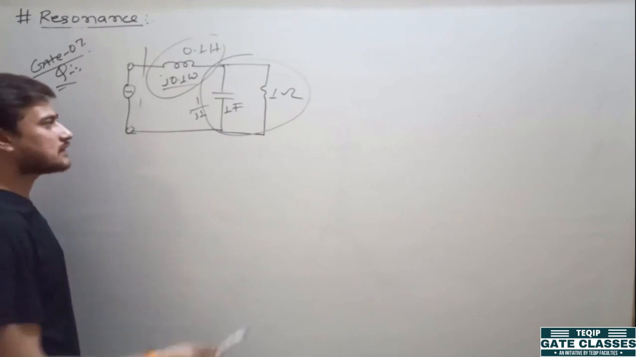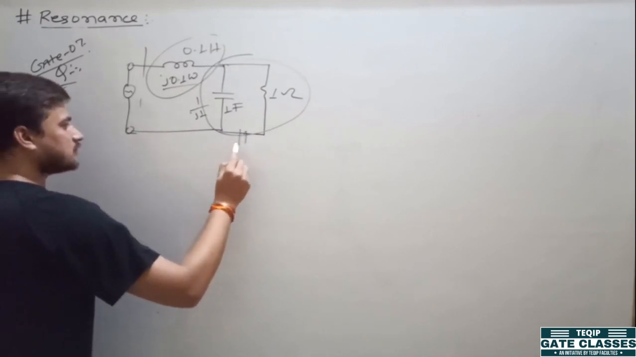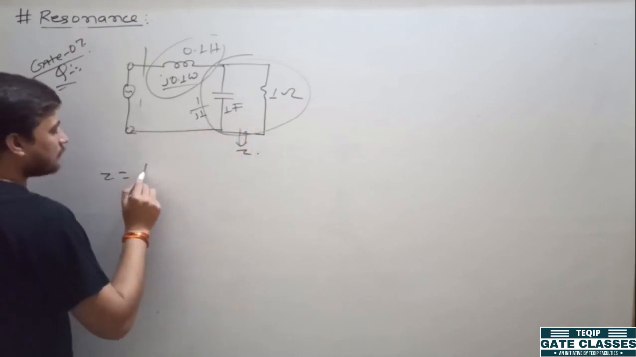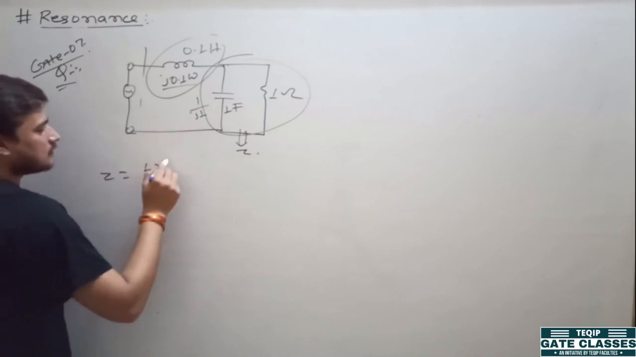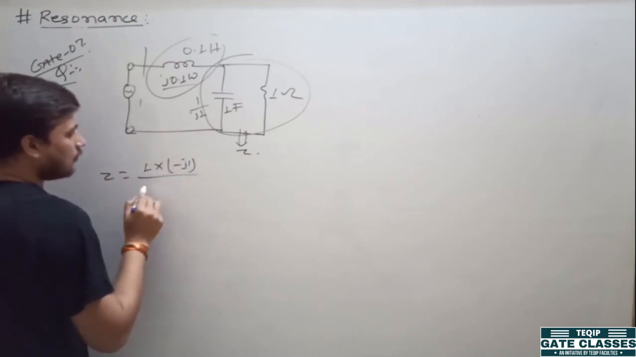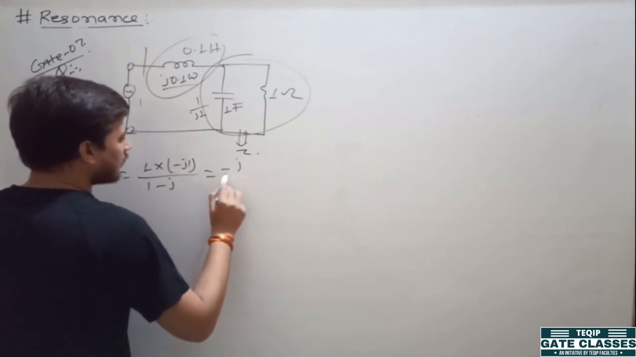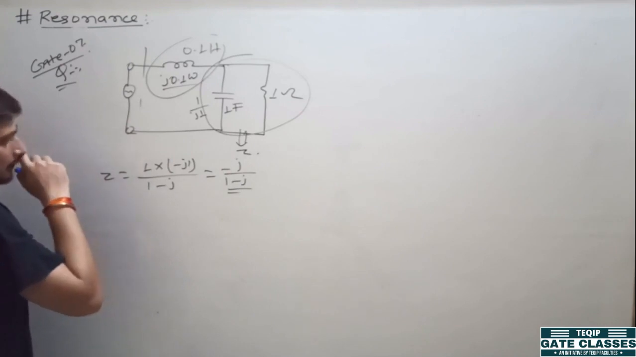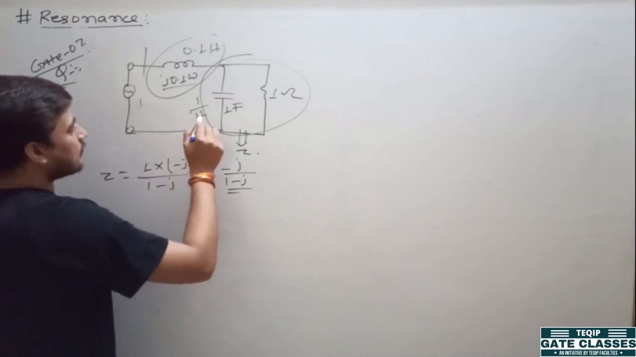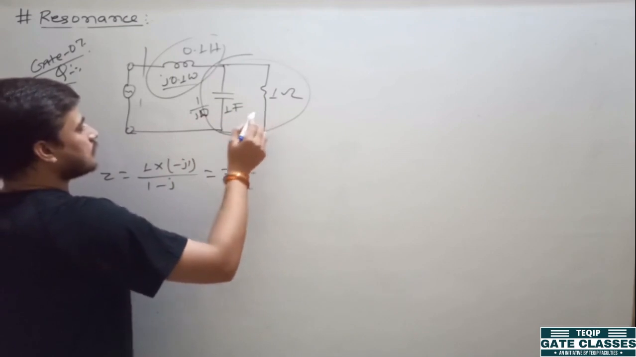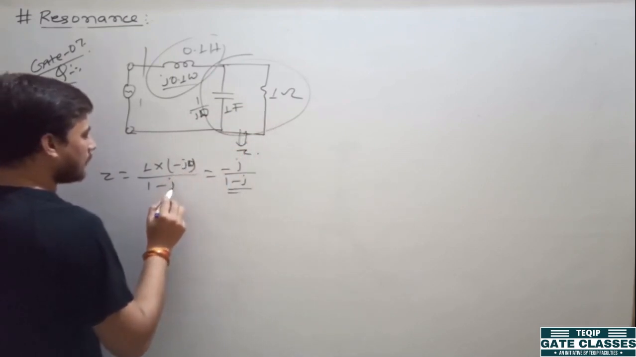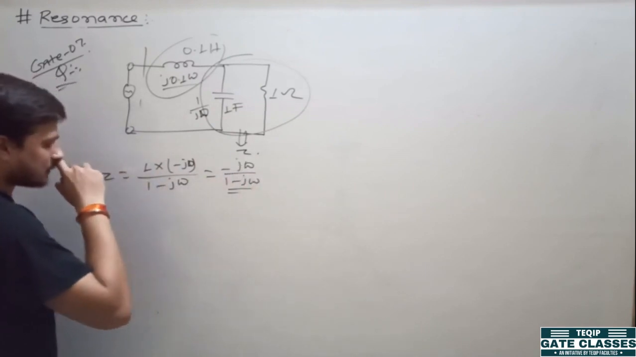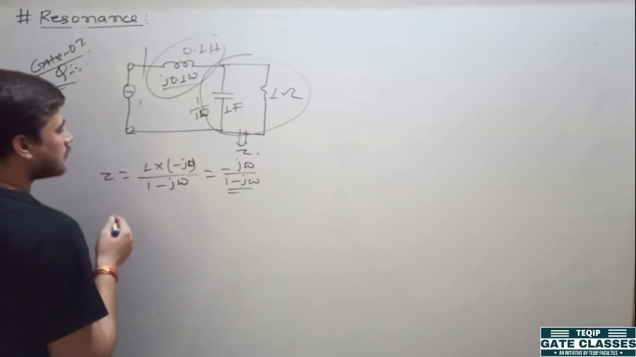So first let us write the impedance of this branch. Suppose this impedance is Z. So Z is equal to how much? These two branches are in parallel. 1 into minus j divided by 1 minus j. So minus j divided by 1 minus j is the impedance of this branch. Now the omega term will also be there, minus j omega. So here it will be minus j omega, here it will be minus j omega. So minus j omega divided by 1 minus j omega. Clear?